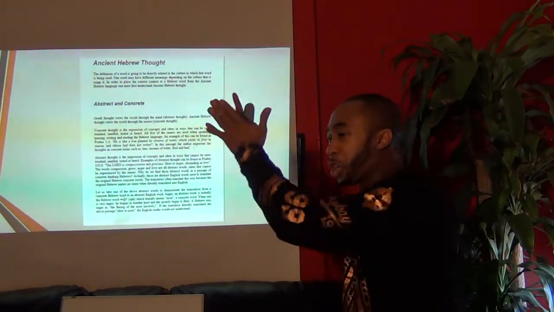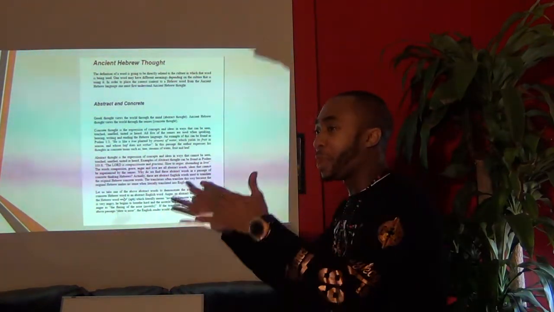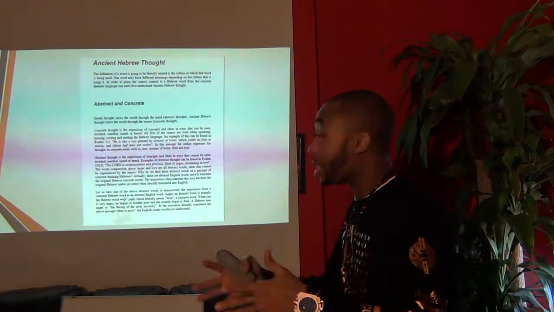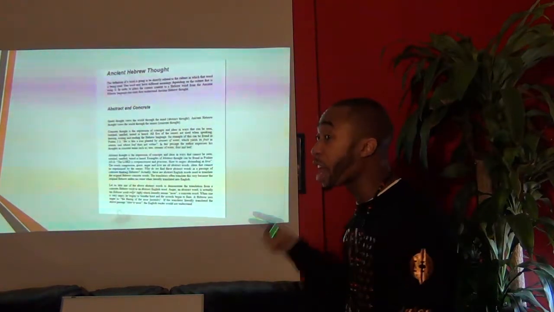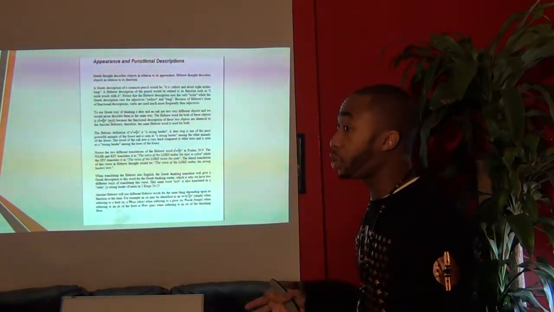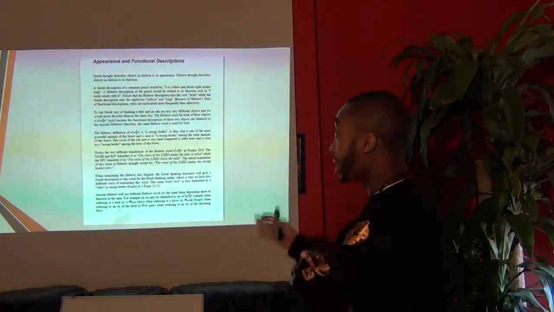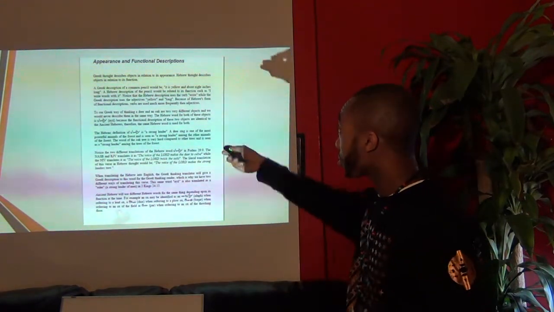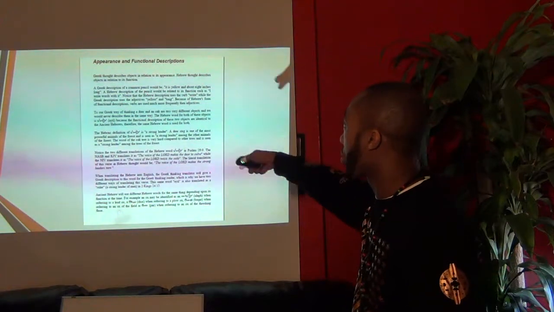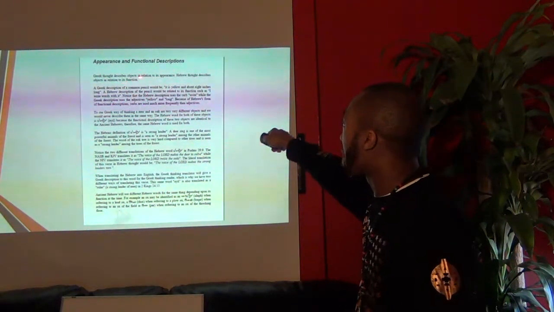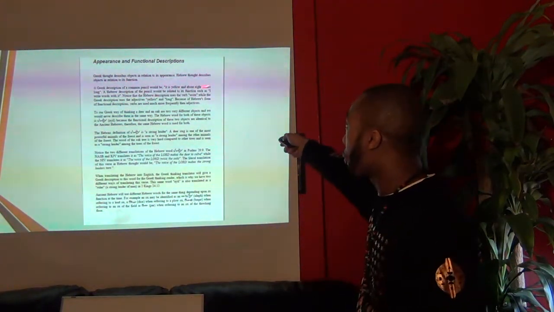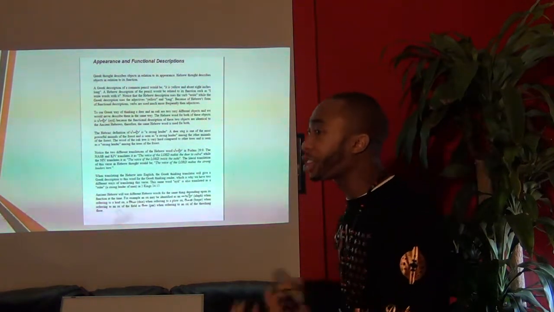Why? Because you're dealing with European Hellenistic thought versus melanated Hebraic thought. This is very, very important. If there is anything else I say to you that's going to drive the rest of this lecture, it is this information right here. Appearance and functional descriptions. Greek thought describes objects in relation to their appearance. Hebrew thought describes objects in relation to their function.